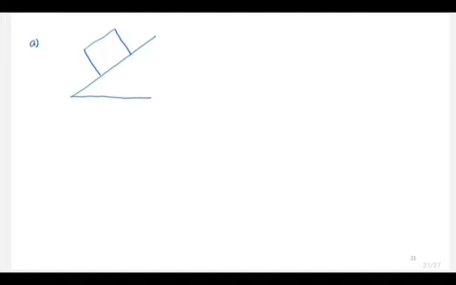The forces acting on the block are: weight, which we draw from the center of the object, pointing downward, and label as W. It has a normal force, which we label with the symbol N, perpendicular to the surface, and a kinetic frictional force in the direction opposing the direction of acceleration. For question B, we need to calculate the weight of the block and the kinetic frictional force of the block.